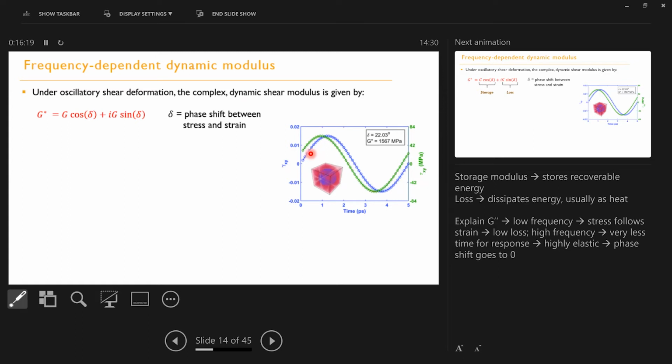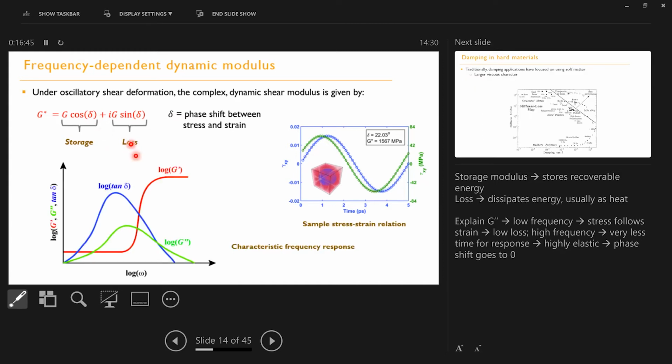If you notice carefully, there is a phase difference between the strain and the stress. So the stress is lagging the strain. This is common for all viscous or viscoelastic materials. And the amount of phase difference or phase lag is going to give us how much is the loss modulus or the storage modulus.